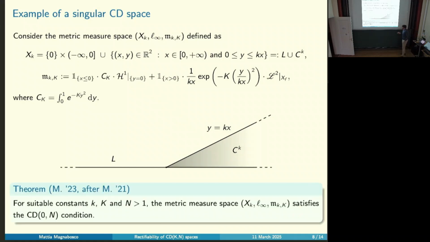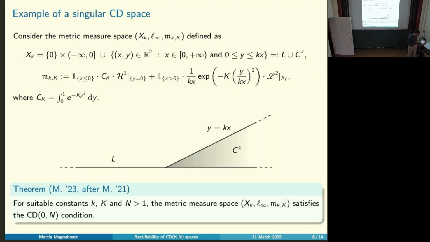And for suitable choices of the constant, this metric measure space satisfies the CD(0,N) condition. So this shows in particular that the constancy of dimension cannot hold for CD spaces, because in this case, of course, you have two positive measure parts of our metric measure space, and this has dimension 1, and this has dimension 2. So in general, the constancy of dimension that was proved by Bruè-Semola cannot hold in CD spaces, and this already shows that the situation in CD spaces is much more complicated.